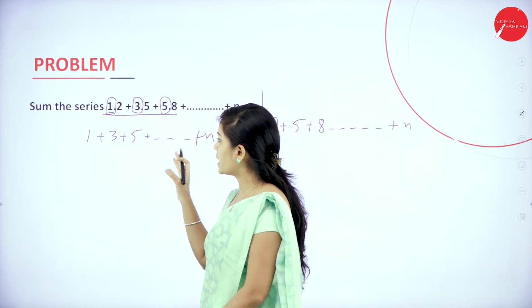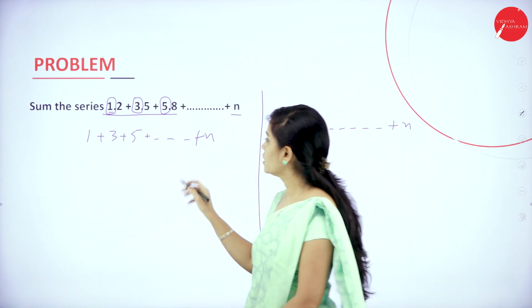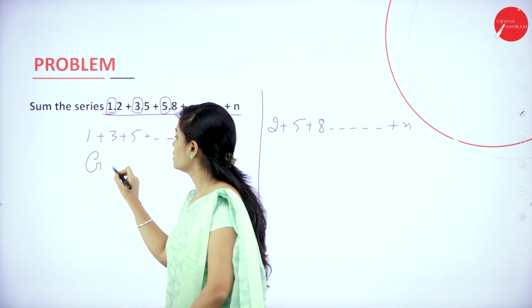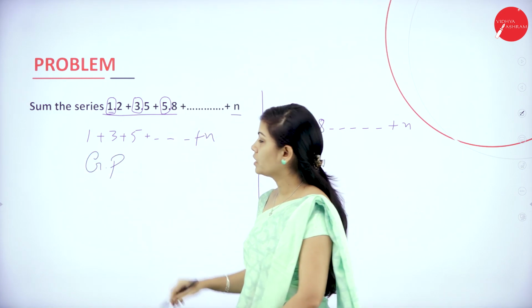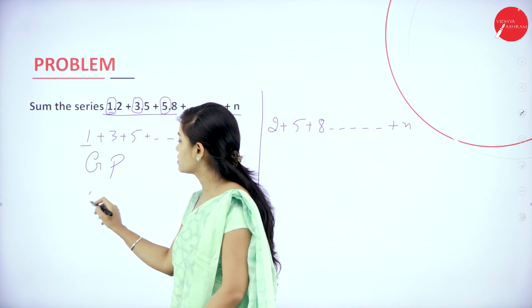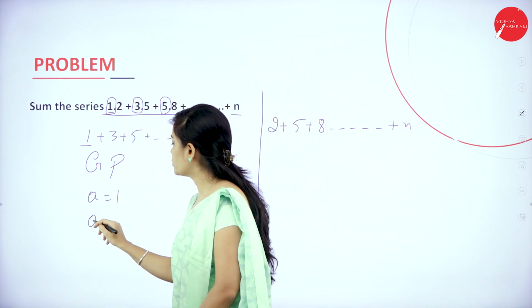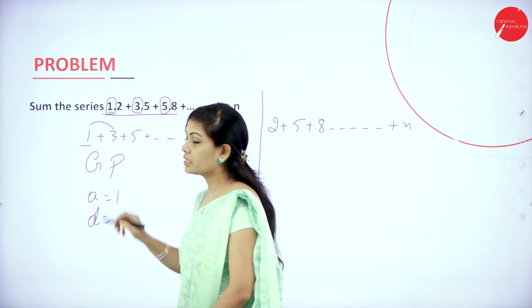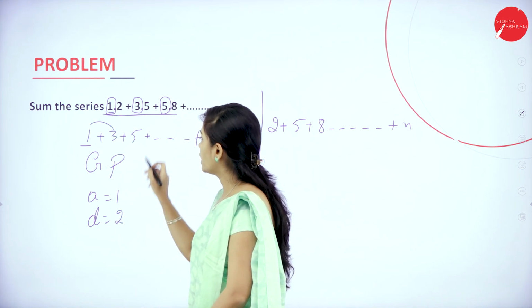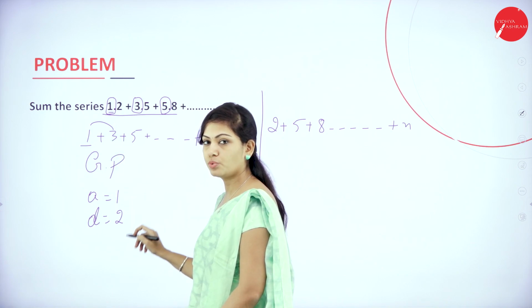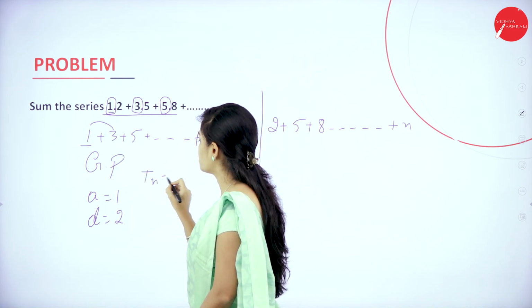For this series, I can't directly apply the summation. So for this, I will apply the arithmetic progression method. Here, the first term A is equal to 1, and D is equal to what? 3 minus 1, the difference is 2, and 5 minus 3, the difference is 2. So now I will use the progression method.